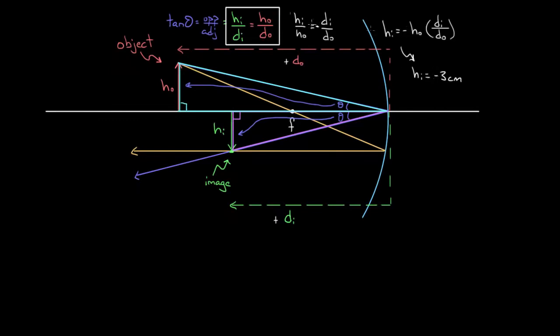Okay, so that's kind of a side note. This is not what we're trying to derive. We're trying to derive a formula that would give us the image distance based on object distance and focal length. So we needed to do another set of triangles.